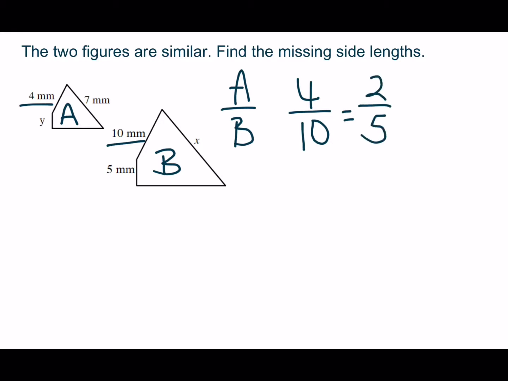All right. Now, let's solve for x. X belongs with B, so that's going to go in the bottom of our ratio. It corresponds to 7, which is in A, at the top of our ratio. They are proportional, so set them equal to each other. Now let's cross multiply and solve.